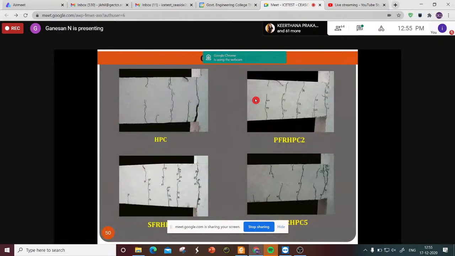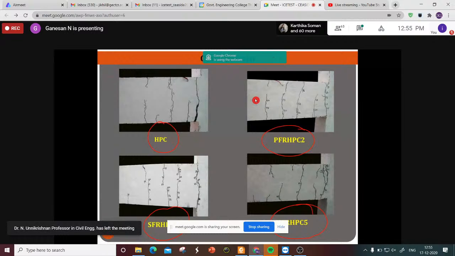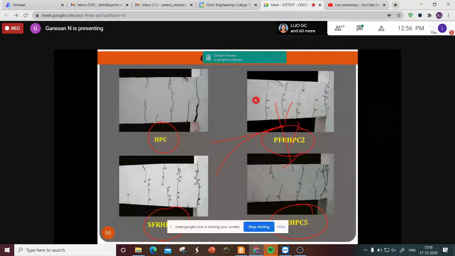And when you look at the joints, as I mentioned, the HPC specimen, polypropylene specimen, steel fiber, and hybrid fiber reinforced concrete specimen, in all these cases are subjected to reverse cyclic loading. The load is applied on the specimen and it deflects like this, and similarly when you apply load in the other direction, it will deflect back. So reverse cyclic loading was applied, and you see that very fine cracks were obtained in the case of hybrid fiber reinforced joints when compared to other joints.